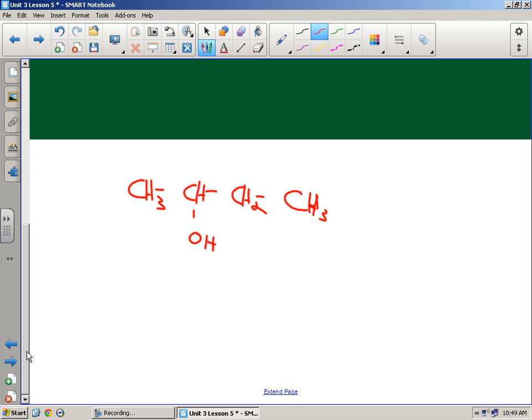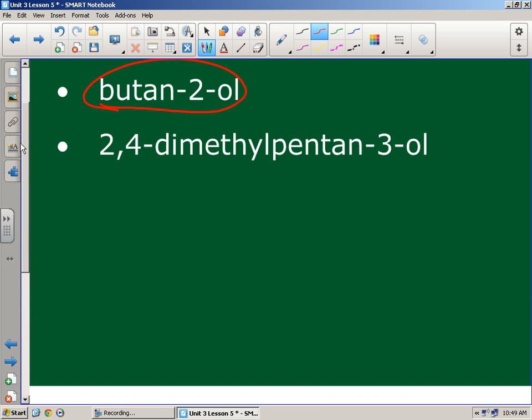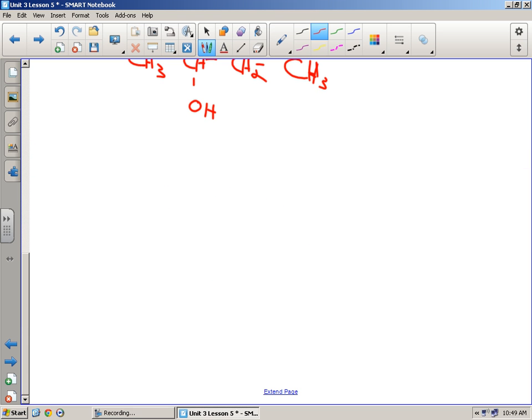All right, and the next one here is 2,4-dimethylpentan-3-ol. So, once again, you want to start at this end here. Pentan-3-ol. They're telling you there's a 5 carbon chain. On the third one, there's a hydroxyl group. I could have started at either end on this one.